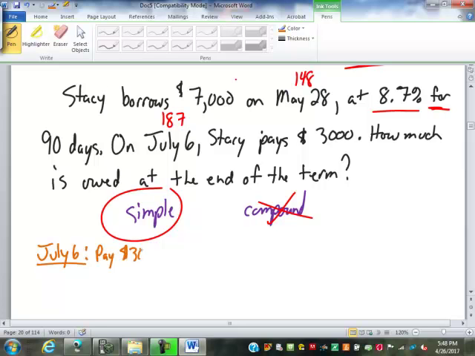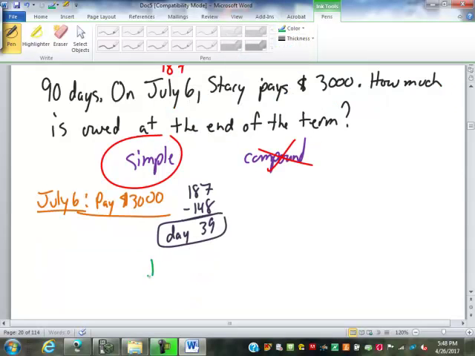Stacy pays $3,000. We need to figure out what day that is. So 187 minus 148 is day 39. So day 39, we find the interest on the $7,000 at 8.7%, so 0.087, 39 over.